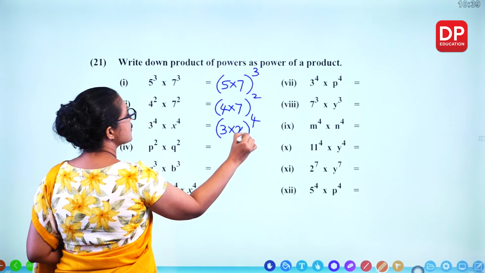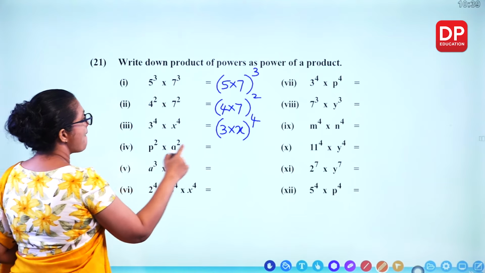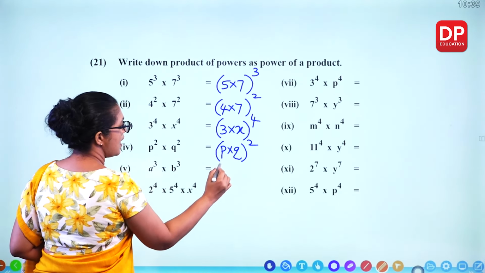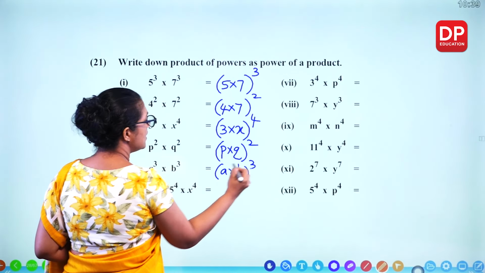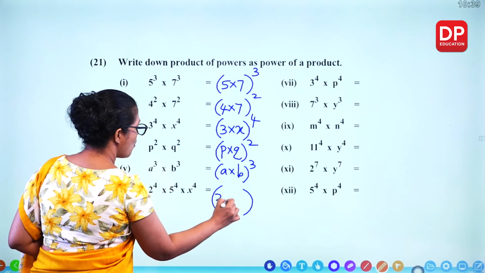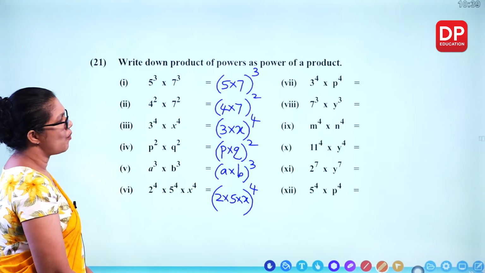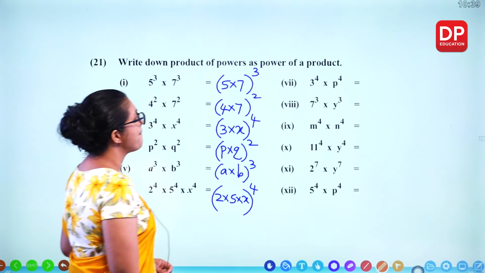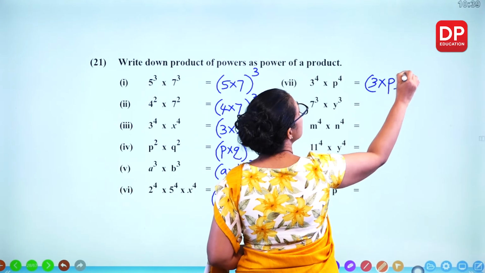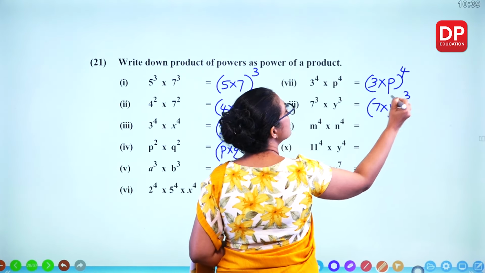3 times x or 3x to the power 4 also you can write. p and q with power 2 here. a and b with power 3. This one 3 terms are there. 2, 5 and x with the power 4. This one 3 and p, same power. Same power you can write like this. Power 3, so 7 times y with power 3.